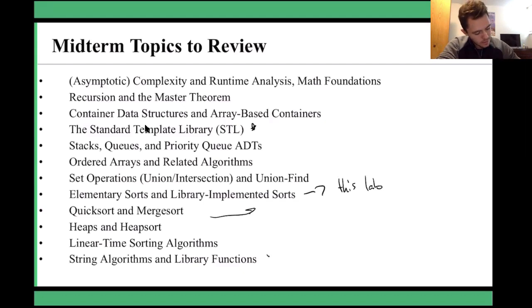I think you guys had lots of opportunities to work with this from project 1. So reviewing your code and the concepts behind project 1 would be pretty useful there. Those are basically all the topics to review.